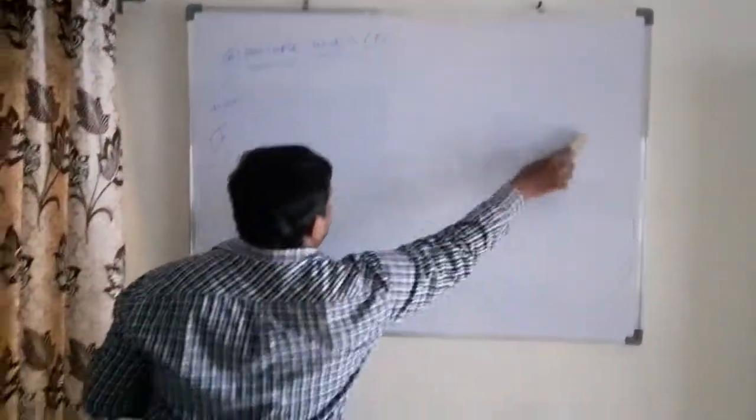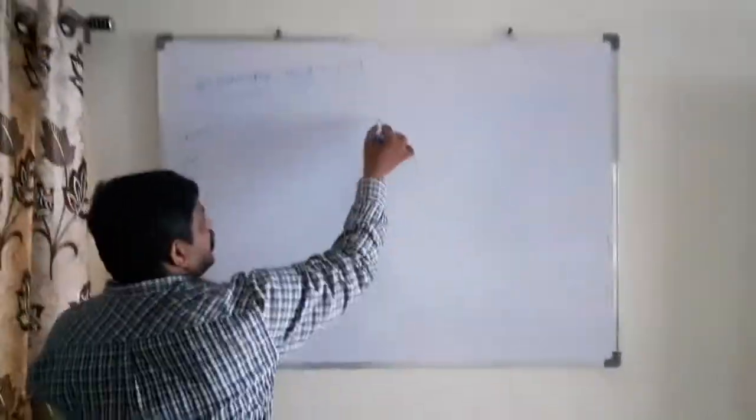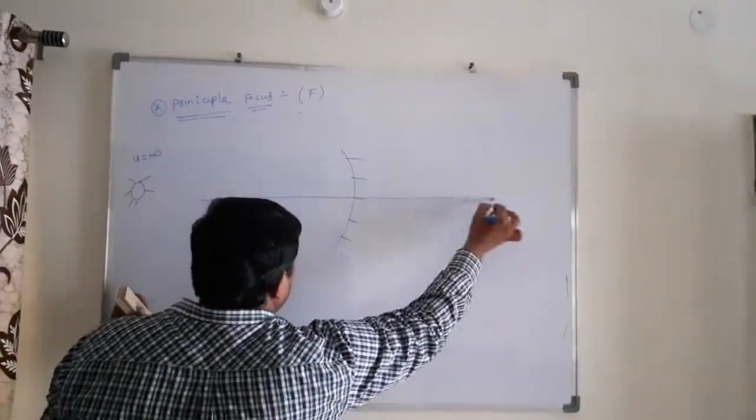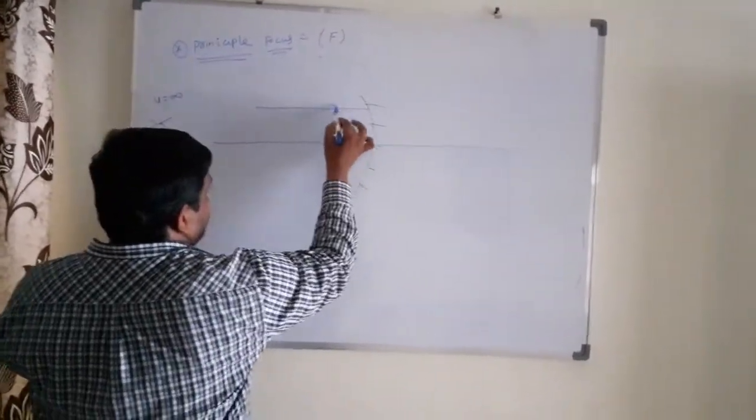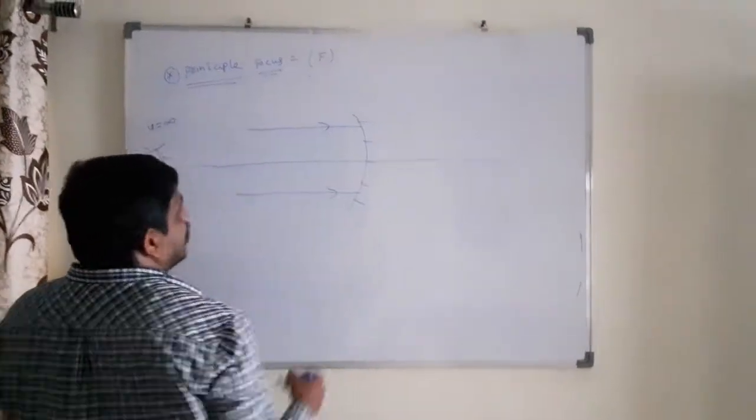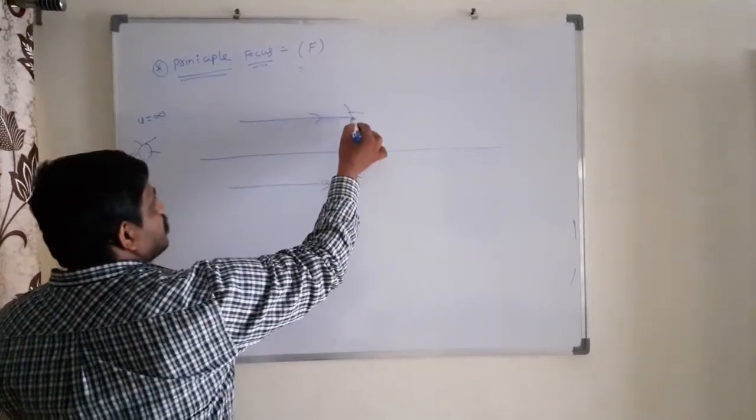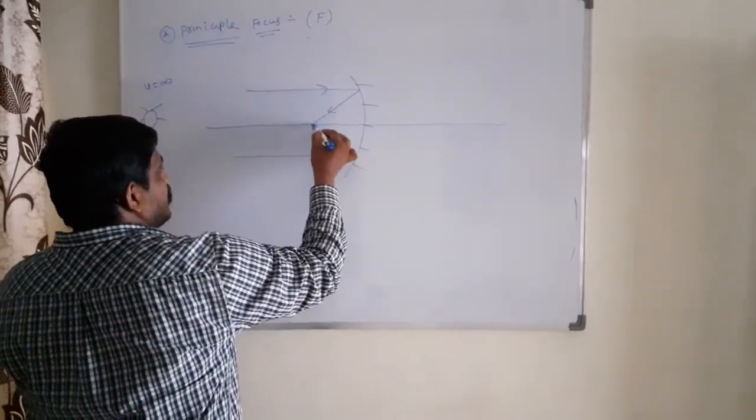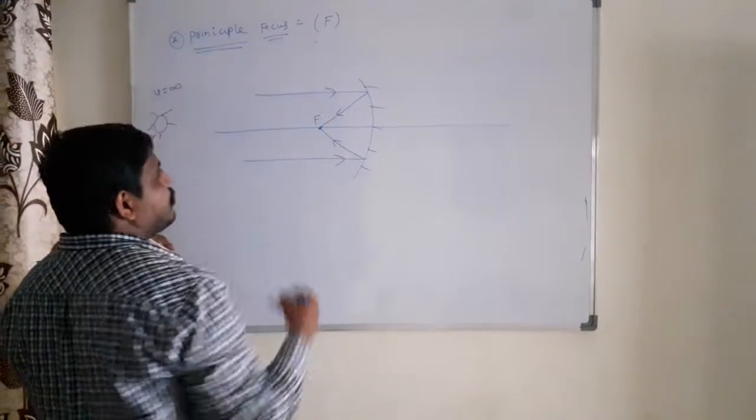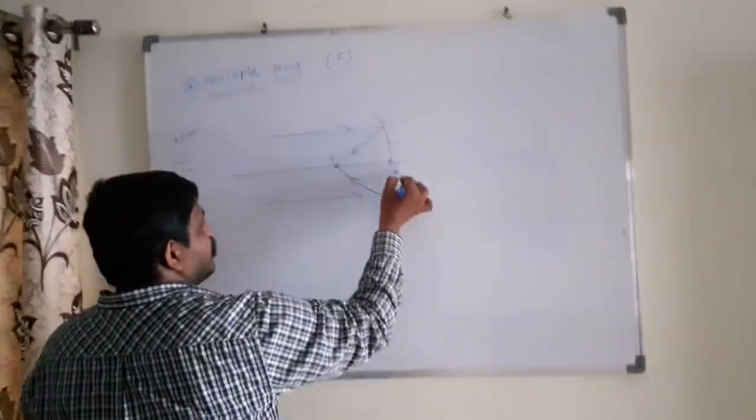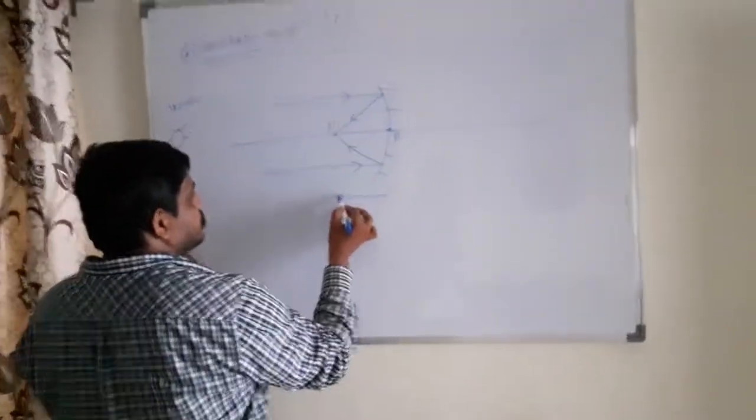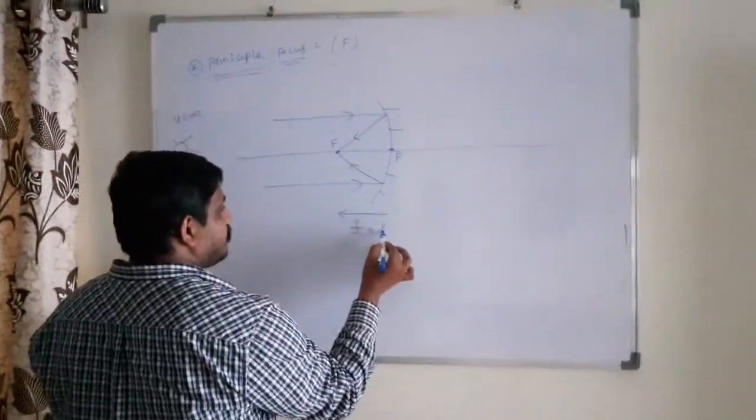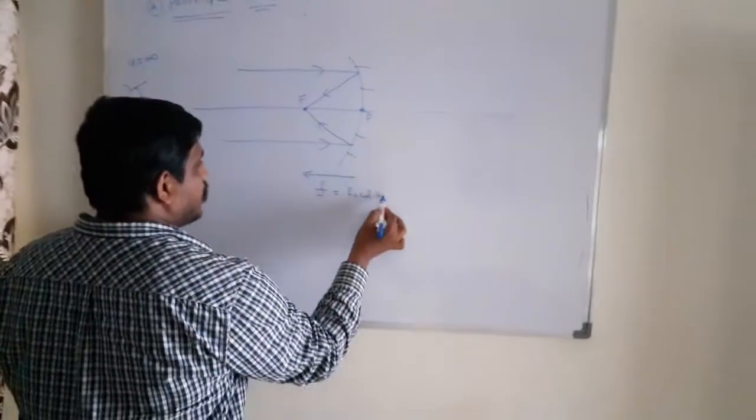Okay, once again I draw the diagram. This is the concave mirror. This is the principal axis. This is the light ray. Light falls on the mirror and is reflected here, meeting at a point. This point is called the principal focus. This is called the pole. The distance from the pole to the principal focus is the small f, the focal length.